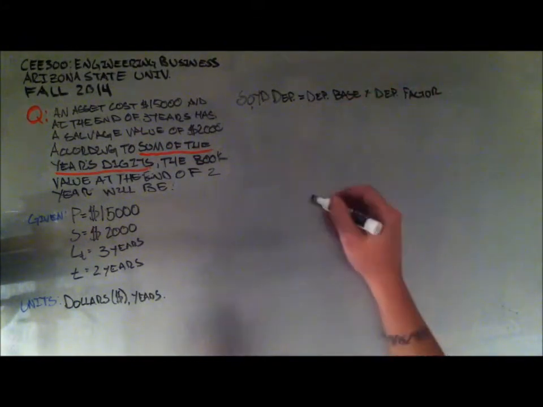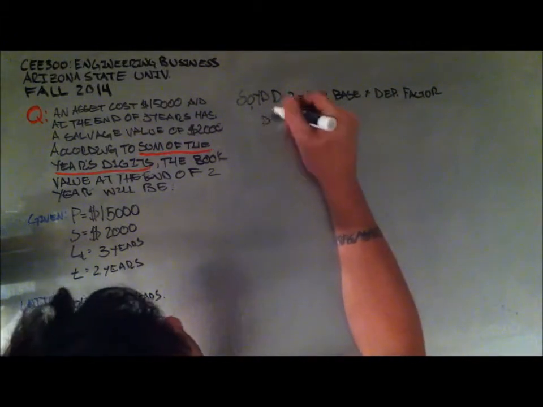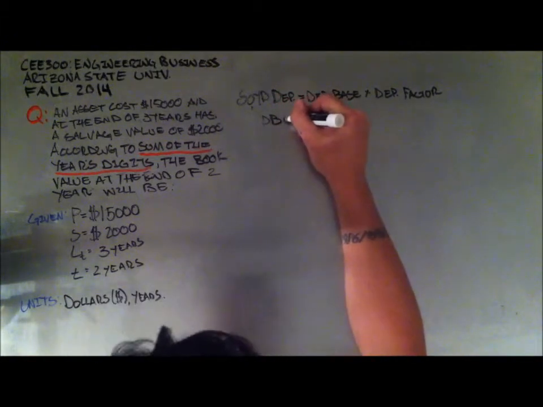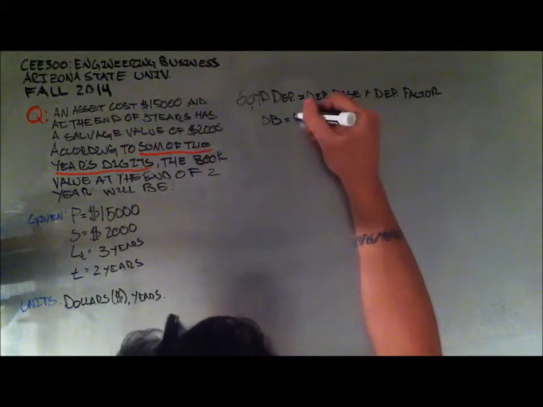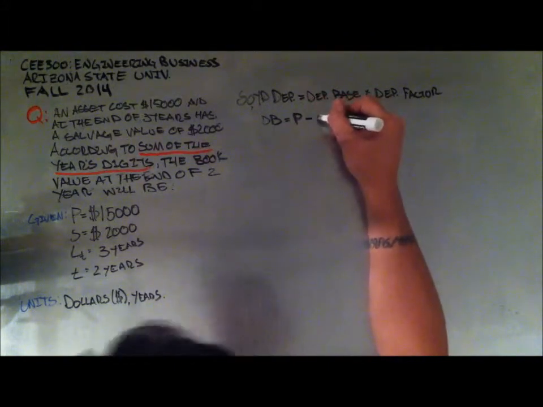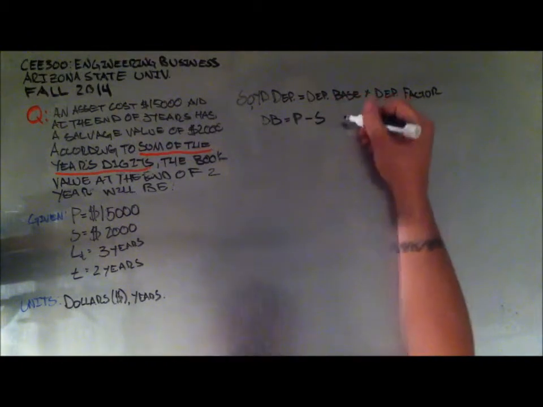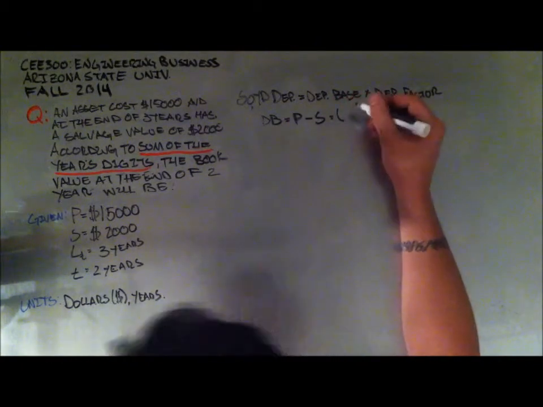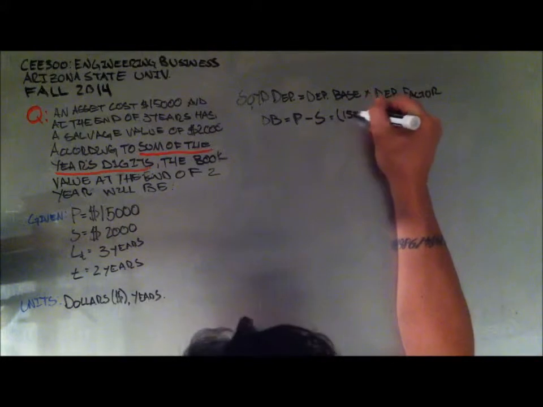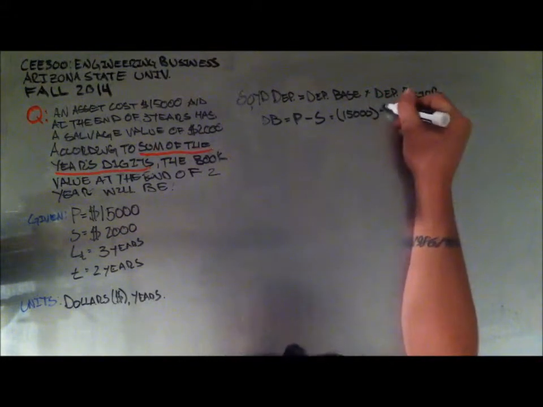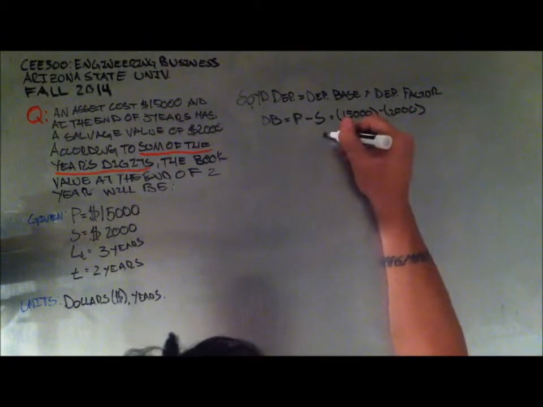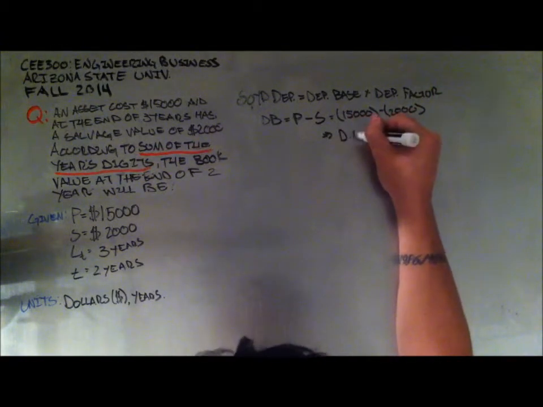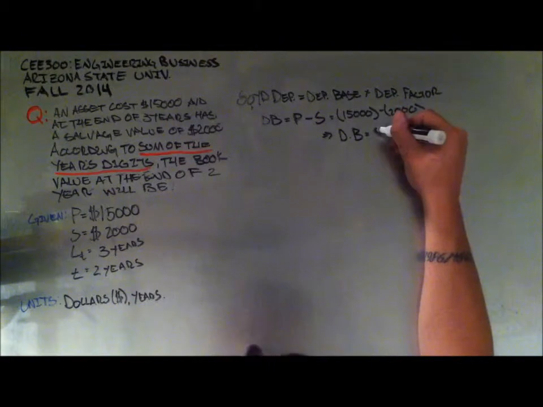The depreciable base, represented as dB, will be equal to the purchase value of the asset, P, minus the salvage value, S. In this case, it is going to be equal to $15,000 minus $2,000. And therefore, the depreciable base for this problem statement will be equal to $13,000.